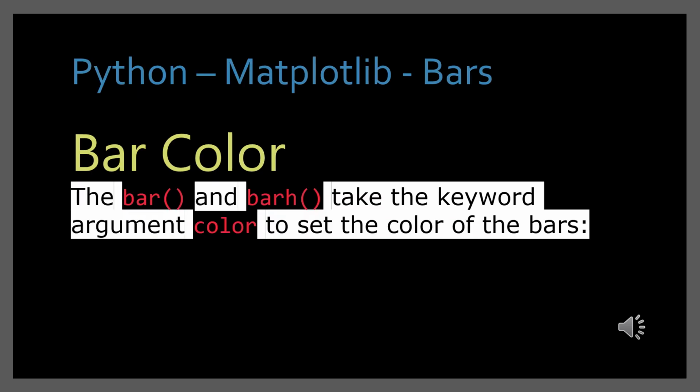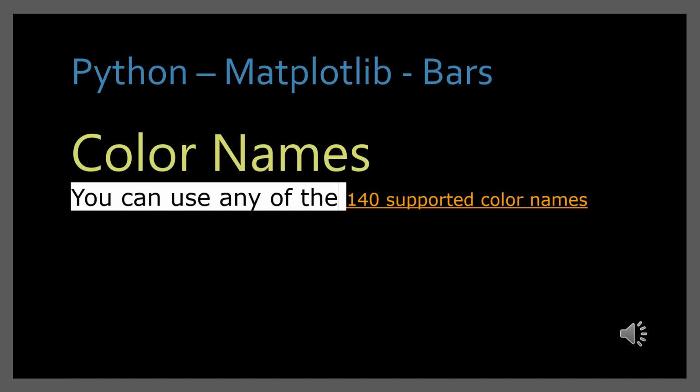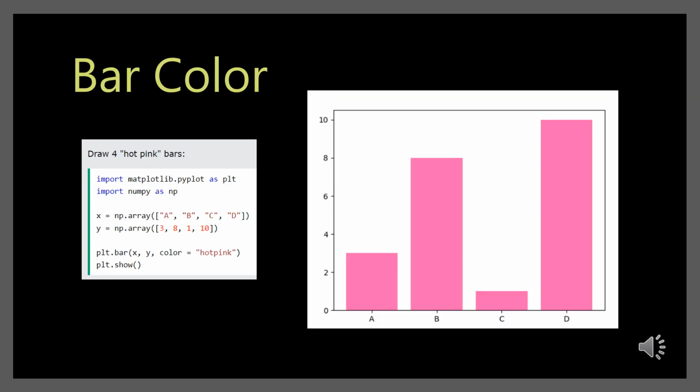You can also modify the bar colors using the color argument to the bar and barh functions. You can see plt.bar(x, y), and after that I have given the argument color equal to red, and you can see the bars are in red color. It also supports some 140 color names, so you can give any color name you want. Here I have chosen hot pink as the color: plt.bar(x, y, color equal to hot pink), and you can see the graph in hot pink color.